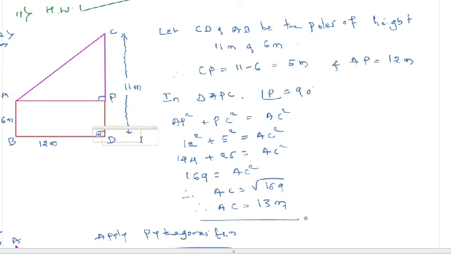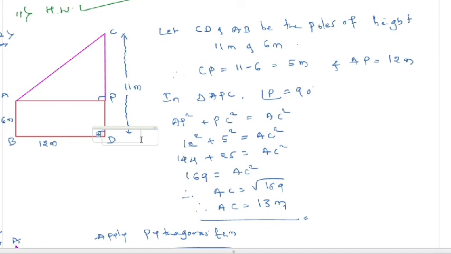We have to find the distance between their tops, which means here AC is asked. Let CD and AB be the poles of height 11 meter and 6 meter. So, we can write CP is equal to total minus, 11 minus 6, because it is a ground. AB is equal to PD, 6. So it is 11 minus 6, you will get 5 meter, and AP value is 12.